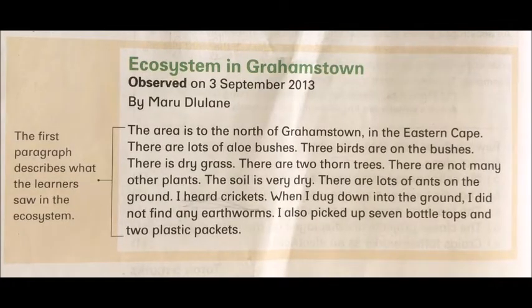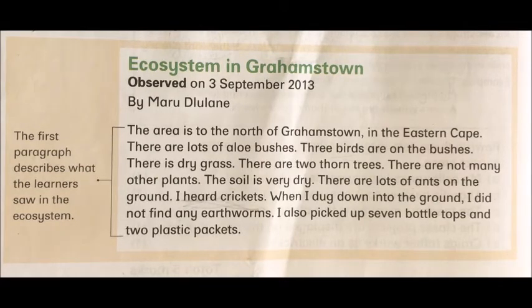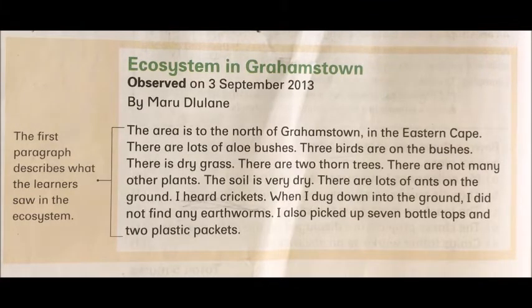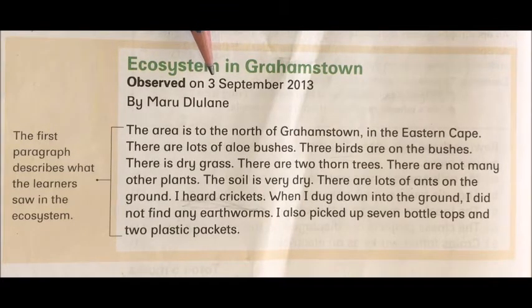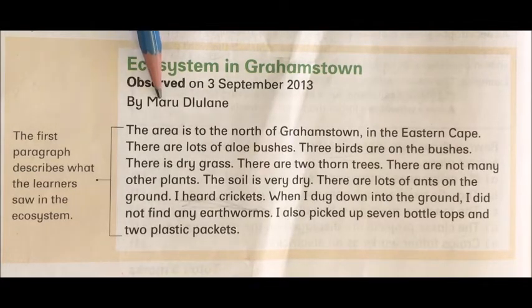So if you look at the example, your ecosystem must also start with these 3 lines. It will say ecosystem in, and then your area, or you can say ecosystem at my house, ecosystem in my backyard, ecosystem in Welgemoed, depending on where this ecosystem is that you will be observing. Then observed on, so the actual date that you will be observing the ecosystem, and then by your name and surname. So it's basically almost like writing a poem. Title, when, and by who.